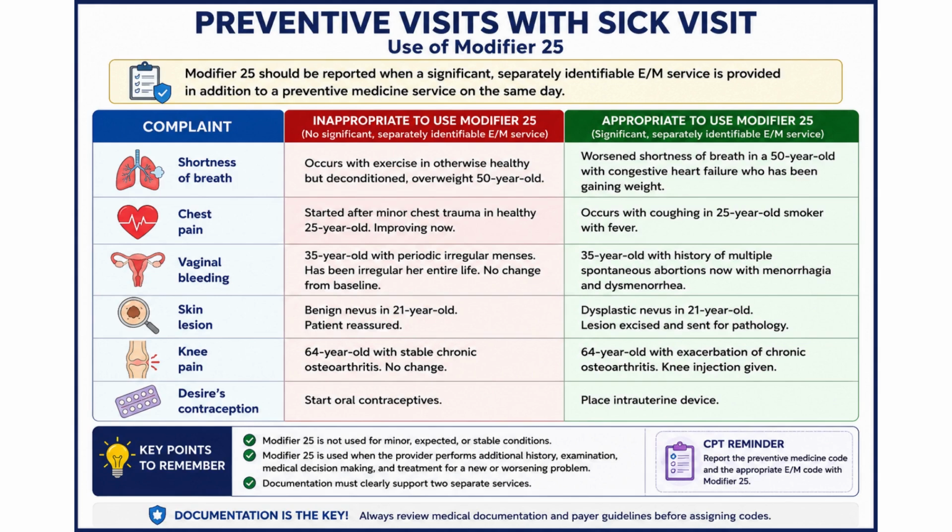Let's look at the examples shown in this table. For shortness of breath, Modifier 25 is not appropriate when symptoms occur only with exercise in an otherwise healthy, deconditioned patient. However, it is appropriate when a patient with congestive heart failure develops worsening shortness of breath and requires further evaluation and management.